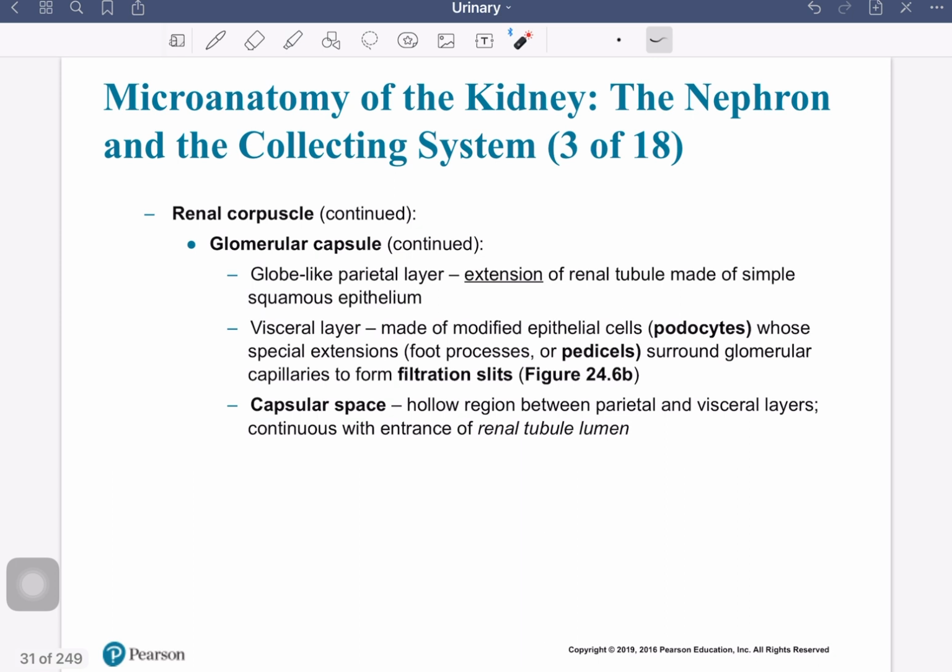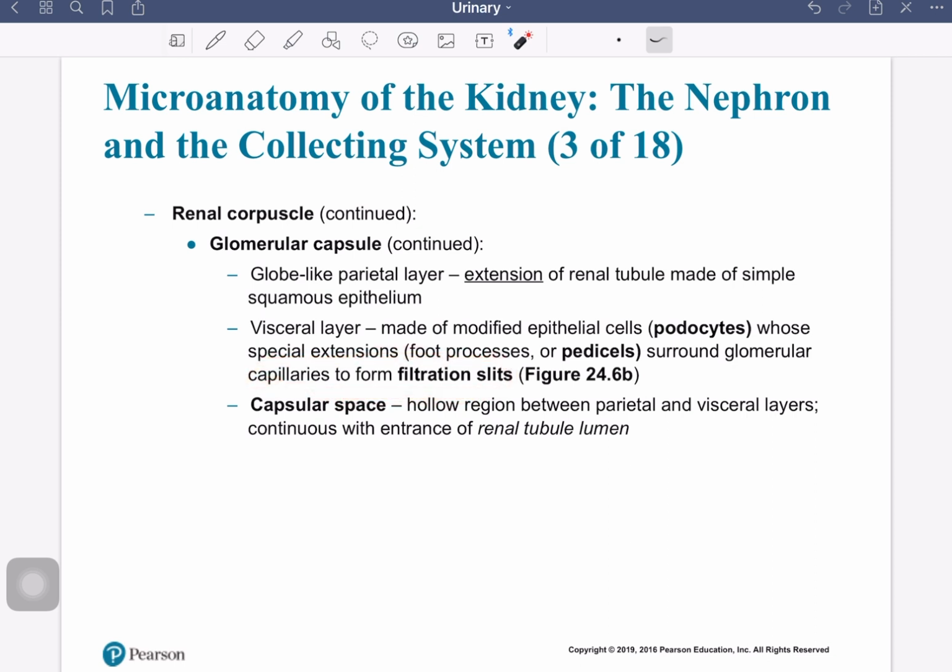Okay, so let's just talk a bit about the renal corpuscle. So we have the glomerular capsule, and this is that globe-like part. It's an extension of the renal tubule made of simple squamous epithelium. And we have a visceral layer, which is modified epithelial cells. And we give them a special name, podocytes. Now, podo refers to foot, like podiatrist, that type of thing. So these are little foot processes, and what they do is they surround the capillaries and they form filtration slits.